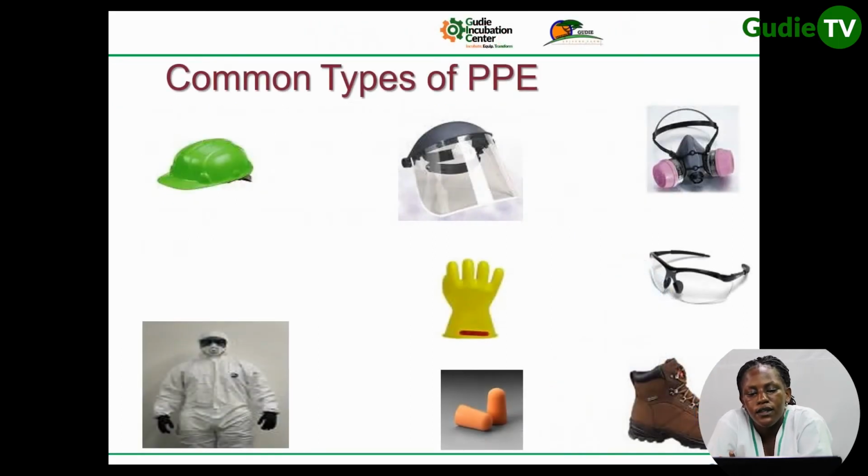So we are going to look at the several types of PPEs, whereby we see the helmet, the gloves, the gown, safety shoes, goggles, earbuds. Those are some of the examples of personal protective equipment. They protect ourselves from harm or injuries.